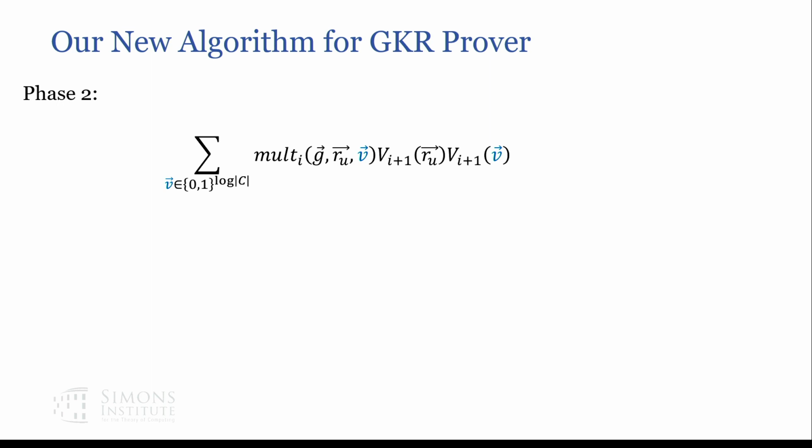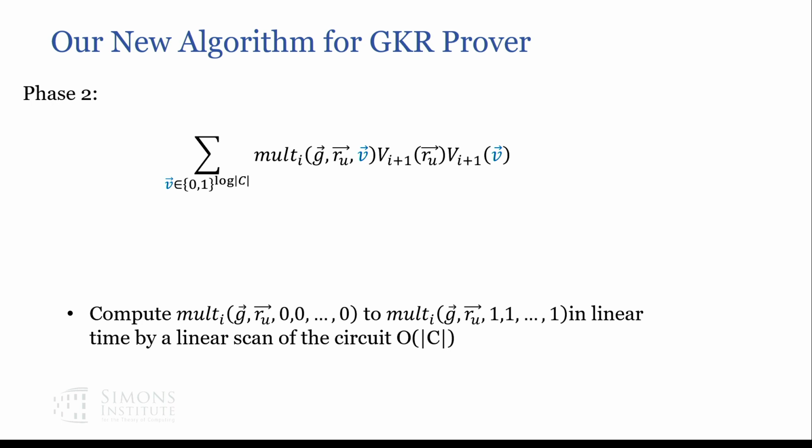But it turns out initializing this one is not for free. We have to go through a similar approach to compute it on 00 up to 11 by another linear scan of the circuit from scratch. And after that, we just apply the dynamic programming technique on this one to finish the second phase. So that is the picture of the whole linear time protocol.